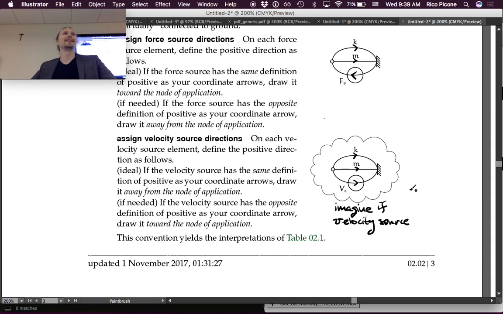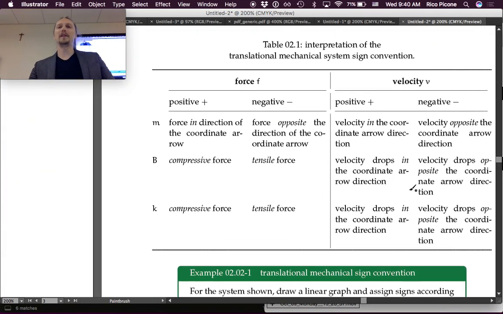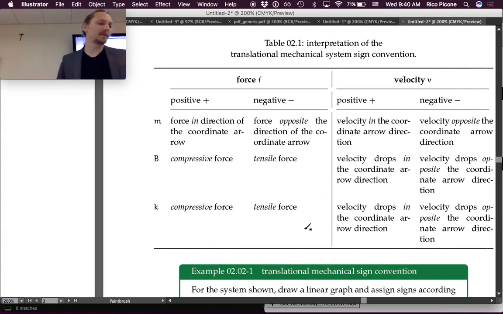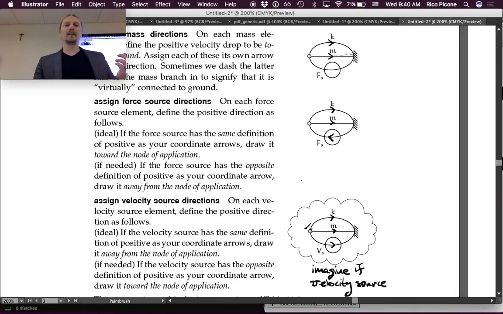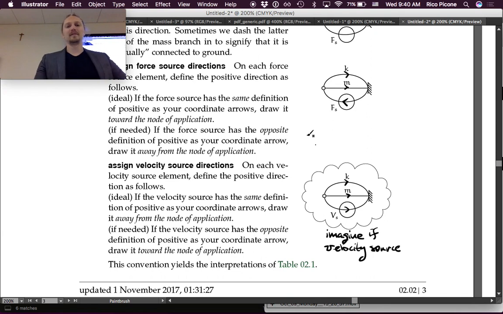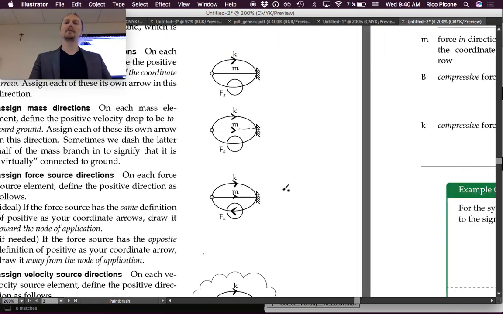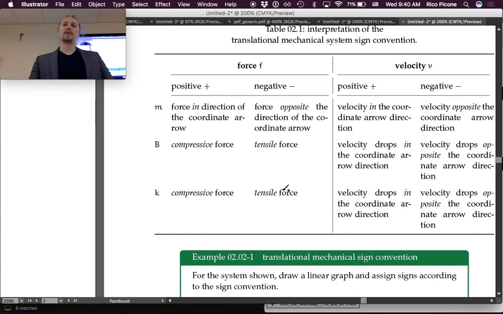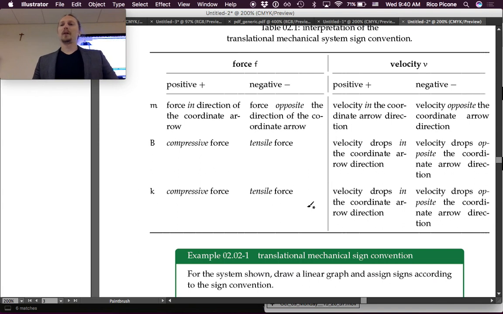How do we feel about that? Let's do an example. Oh, but first let's talk about interpretation before we do an example. It's all great, right? You assign the arrows in this way, fine. But the real power of a convention is typically in the interpretation. So, convention yields the interpretation of table 2.1. Sexy table 2.1, I should have said.